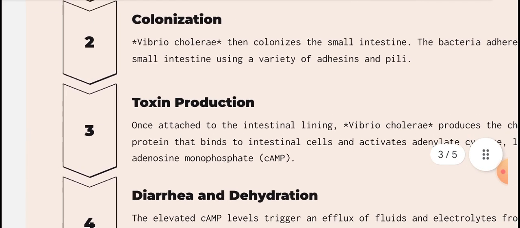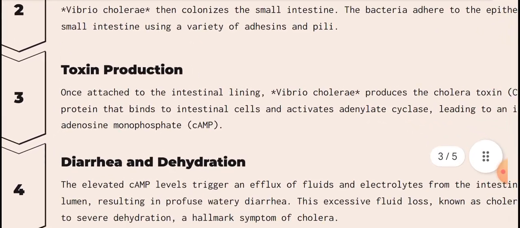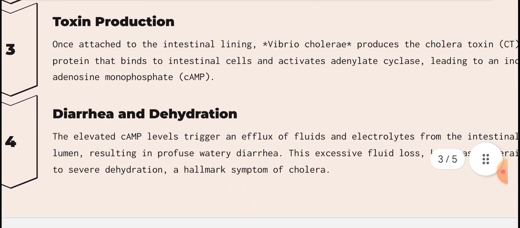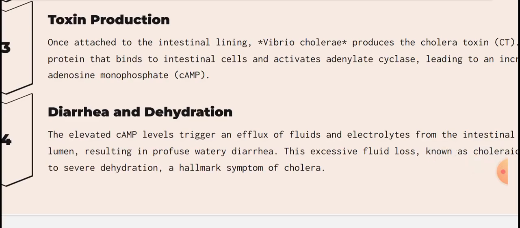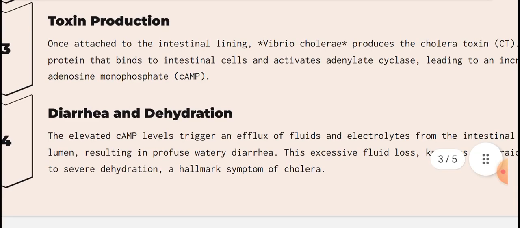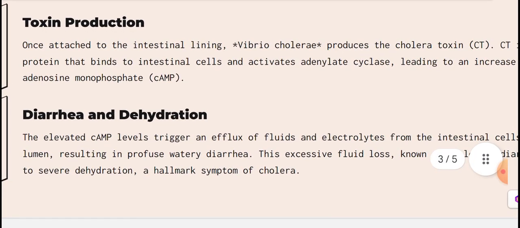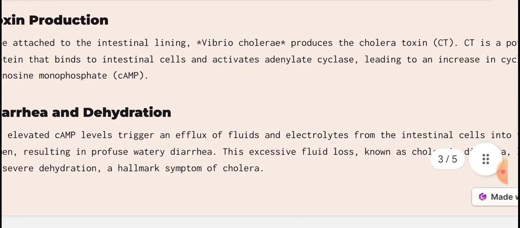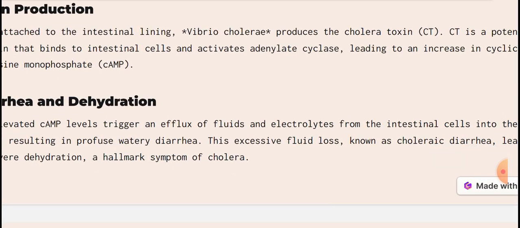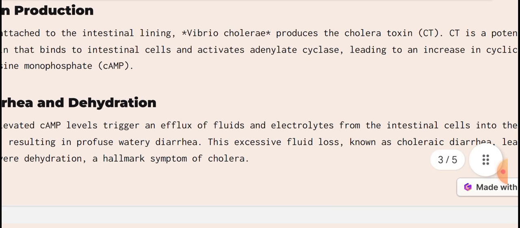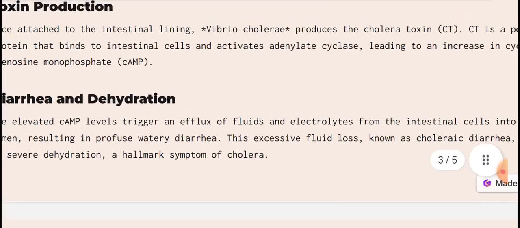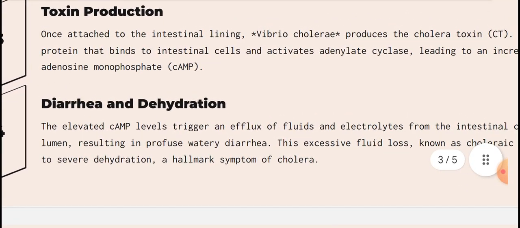So after attachment, it started to colonize and it produced a toxin called choleragen, or cholera toxin. The protein is proteinaceous in nature. It binds to small intestinal cells and activates the adenylate cyclase enzyme. So this results in the increase in cyclic adenosine monophosphate, right?